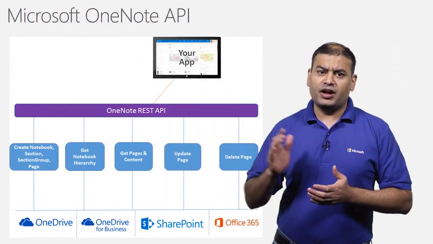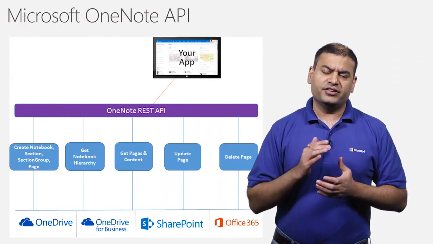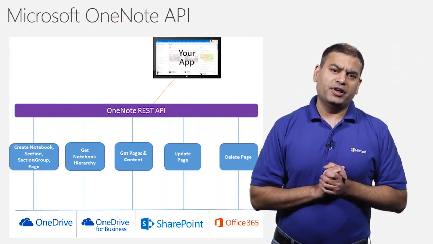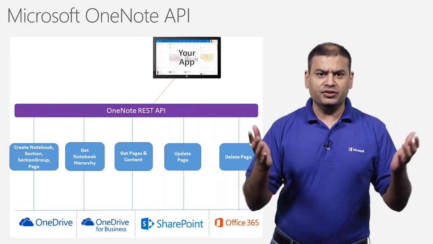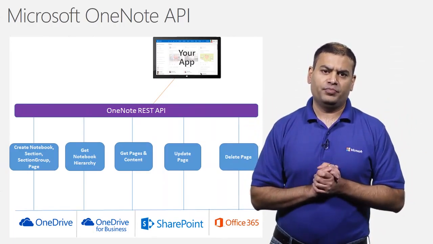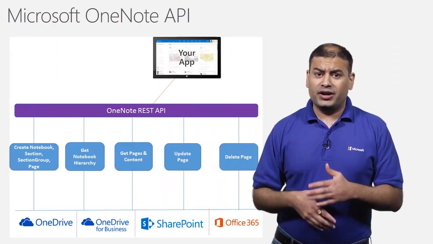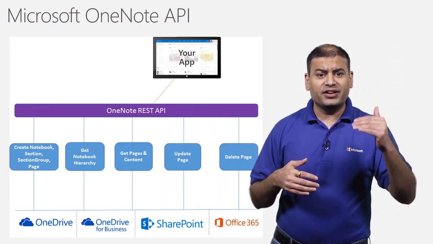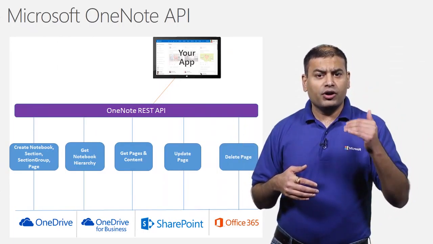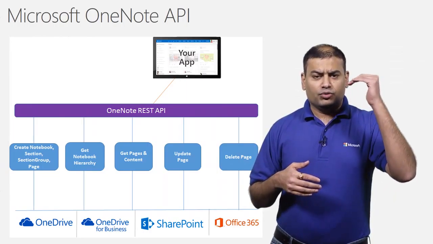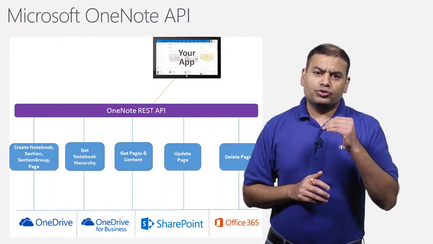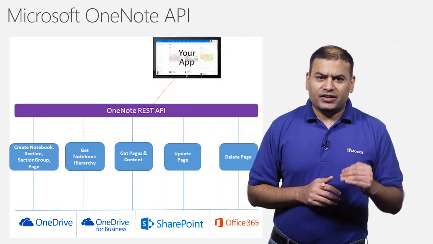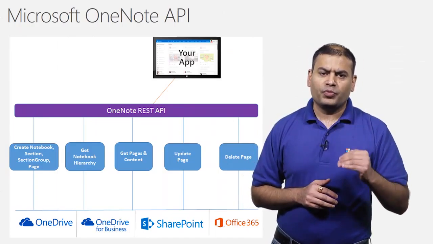Now, this is a high-level architecture of OneNote REST API. With OneNote API, you can use Post to create notebooks, section groups, and pages. You can call Get to get the notebook hierarchy, pages, and page content. You can also use Update to update a page and delete a page. I will walk you through each of these APIs and then show you a quick demo of how to use the APIs.